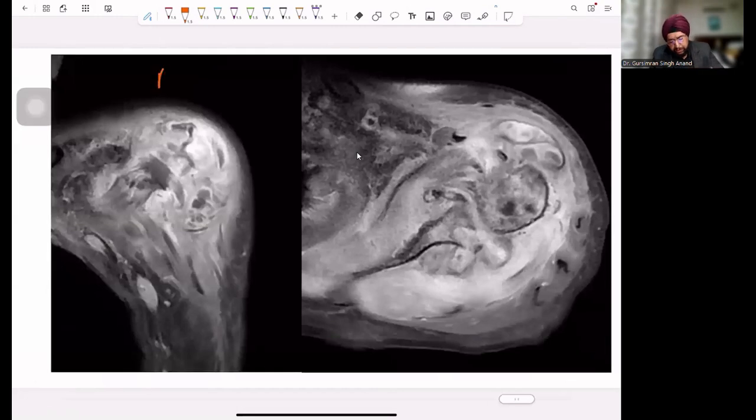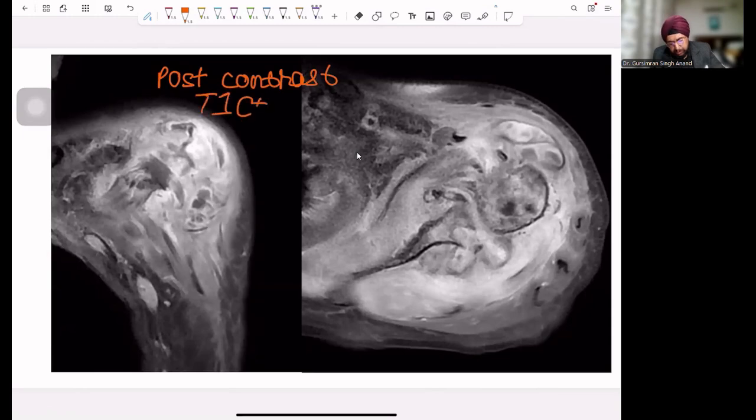These are your post-contrast T1 weighted fat-saturated images. These are showing the enhancement of the pannus along with the intraosseous extension of the pannus. So this case was labeled as a case of rheumatoid arthritis of the shoulder.